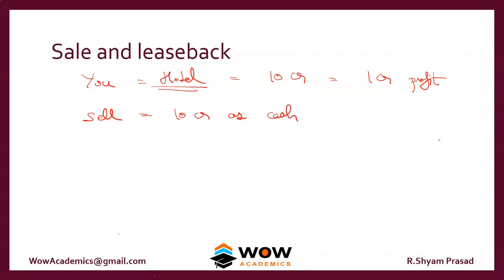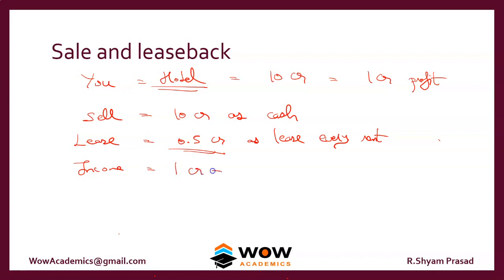But as you have sold the hotel, how can you run the business? So you ask the buyer to lease it. Now you will pay 0.5 crore as lease every year, either as rent or you lease it. Now you will get the same income. The income will be the same 1 crore, but you pay a lease of 0.5 crore every year. So your income after lease would be 0.5 crore.